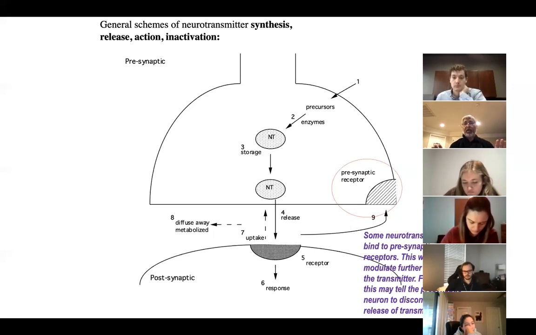Okay, now if we summarize the events again, the first thing is that the precursor substance will enter the presynaptic terminal, and by the enzymatic action, they will synthesize neurotransmitters.